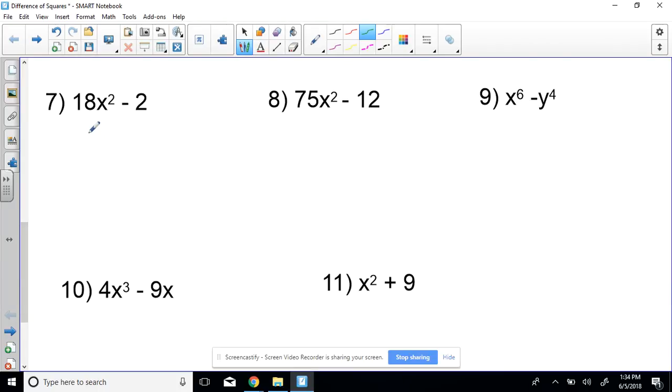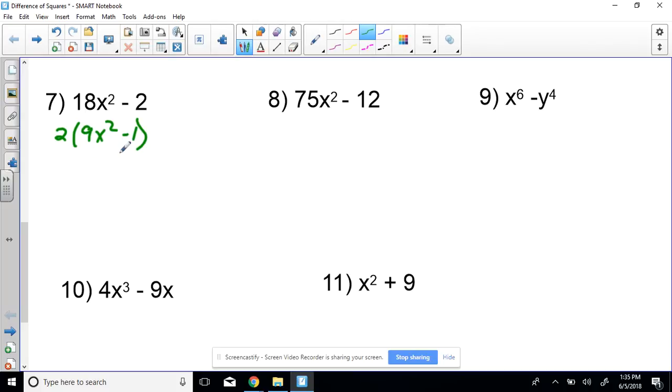Okay, number 7. Is there a square root of 18? No, there isn't. Also, can you take the square root of 2? No, you can't do either one of those. Well, let's talk about factoring. What can I factor out of both of these? What do they both have in common? They both have a 2. So if I pull a 2 out, that would leave me with 9x squared minus 1.